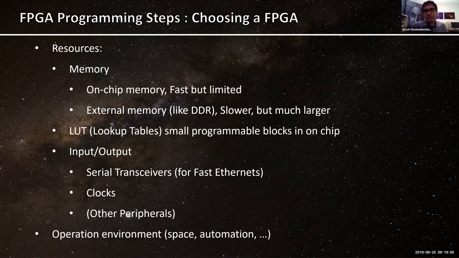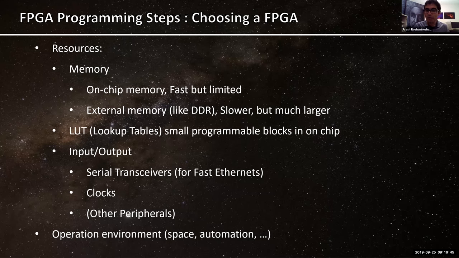When you are choosing an FPGA, it's important to pay attention to the resources. There is on-chip memory, which is fast but very limited. There is external memory that you might need to provide for your design, like DDR. It is slower, but available in much larger capacities. Each FPGA consists of lookup tables, which are small programmable blocks that you can define how they are connected to each other. You should look if your FPGA chip has enough of them.